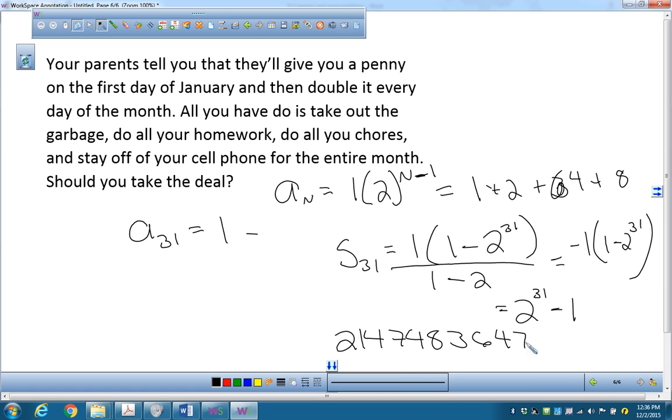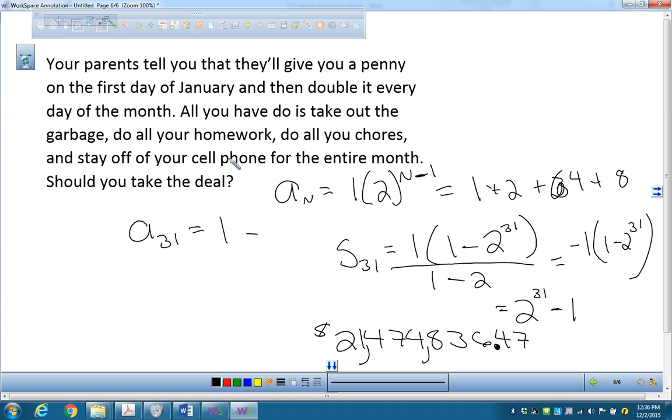And these are only pennies, so it's not really that much, right? Wait, why? Because over here, minus 1. 2 to the 31st minus 1. Okay? So, is it still a lot? Now we got dollars, right? So, yeah, you tell your parents that you'll do all this stuff, okay? Because at the end of the month, they'll owe you $21 million and change.